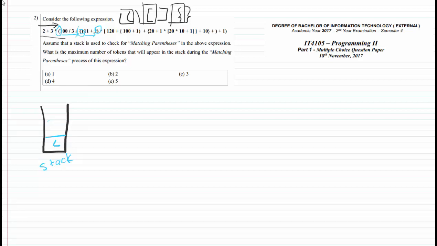Then we move forward again and encounter this square bracket. We have to push that because it's a starting bracket. Then we move forward and encounter the brace, which is also a starting one, so we push it into the stack, and we move forward. Now we encounter another closing brace. Whenever we encounter a closing brace, we have to check whether we have a matching counterpart at the top of the stack.